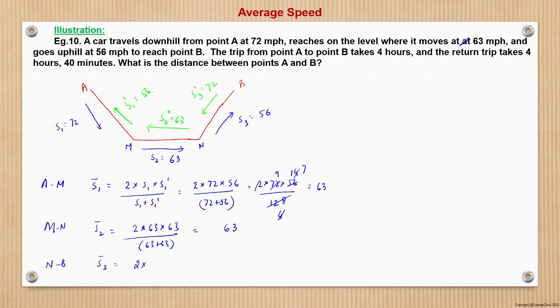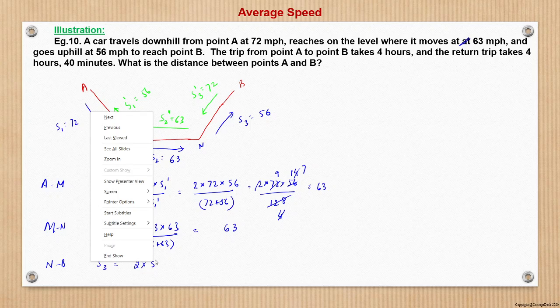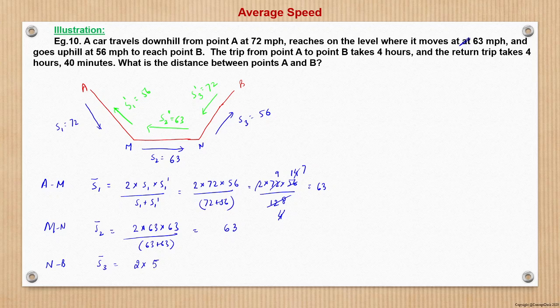It's not the average of 72 and 56. So here it becomes again 2 into 56 into 72 upon 56 plus 72, and this we have solved in the first part. This is 63. So in all the three cases, the average speed is coming to be 63 miles per hour, right? 63 miles per hour.